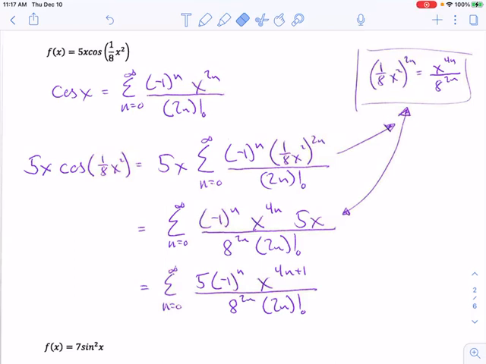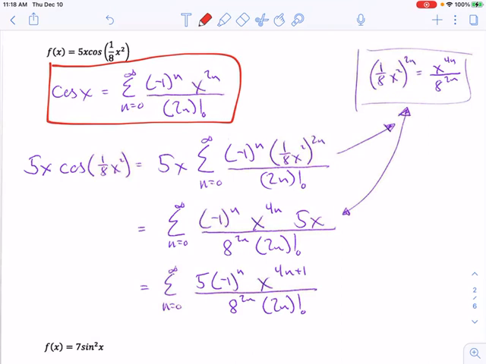In this video, I am going to create Maclaurin series for a couple of different functions. Okay, the first function is f of x equals 5x times the cosine of 1/8 to the x squared. And so this looks similar to the cosine of x function. And so we are going to build on the Maclaurin series representation for cosine of x.